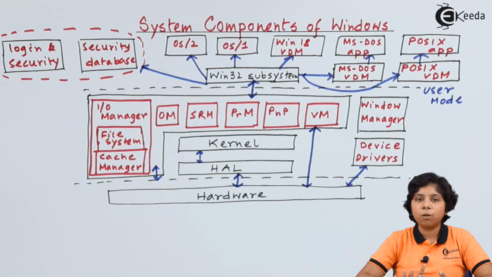Next is the mutant object. Mutant objects provide mutual exclusion between the user mode object and the kernel mode object. Next is the mutex object. A mutex object provides mutual exclusion strictly between two kernel mode objects, and no user mode object is involved here.